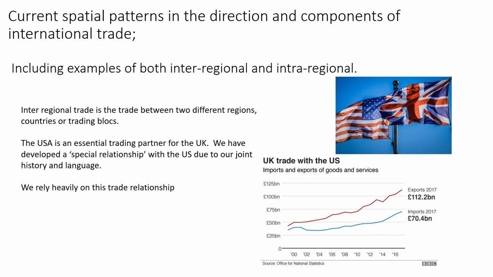We also find that we get patterns of trade between historically close countries. A really good example of inter-regional trade between two different countries of different areas is between the US and the UK. Because of our language and our history, we have a special relationship, so we trade well with America, and we do rely on each other heavily for that trade relationship.